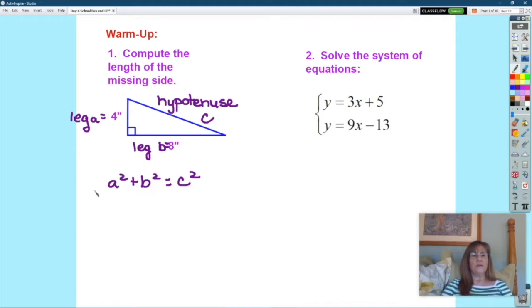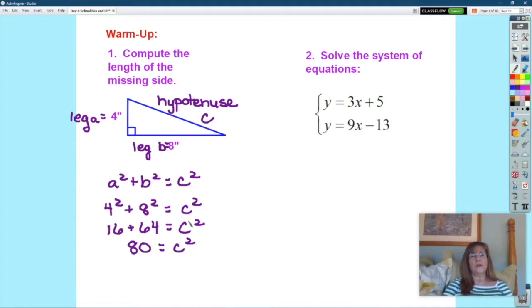When we fill in for the variables, we get 4 squared plus 8 squared equals C squared. 4 times 4 is 16, 8 times 8 is 64, that equals C squared. When we add these together, we get 80 equals C squared.